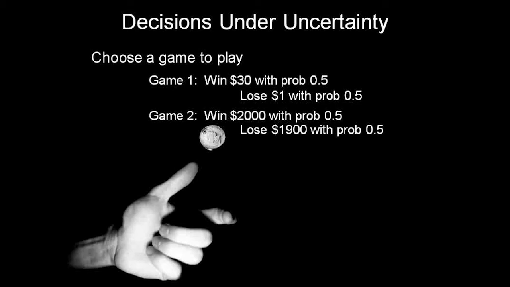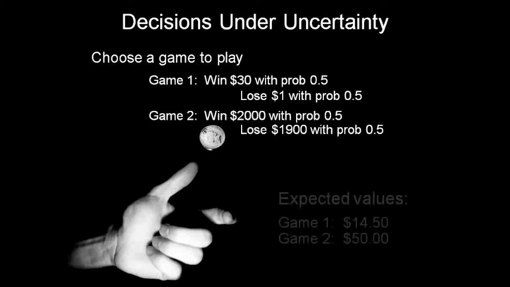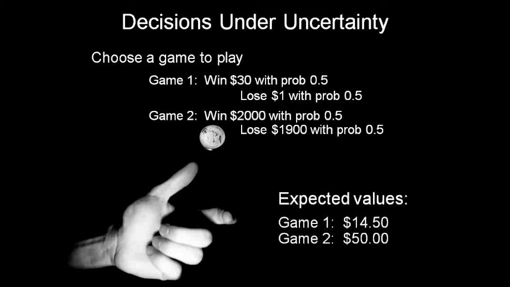Which of these games would you like to play? Which would you prefer to play? Or are you indifferent to these? Well, it's kind of interesting. In one sense, if we look at the expected values, the average payout, in game 1, 50% chance of winning $30, 50% chance of losing $1. And so the expected payout is, if you average 30 and -1, that comes out to an average of $14.50. So the expected value of game 1 is $14.50.